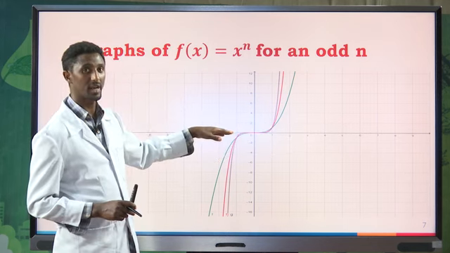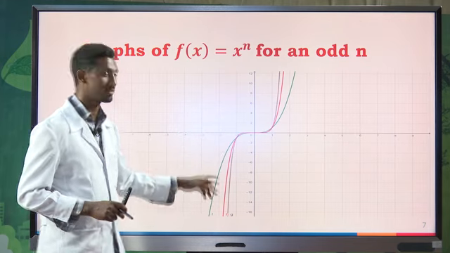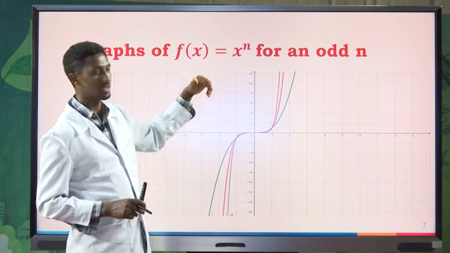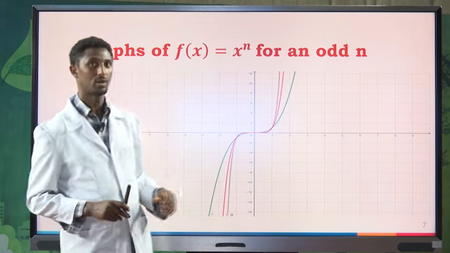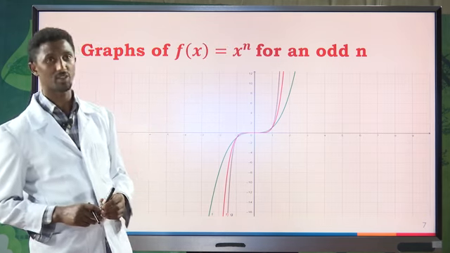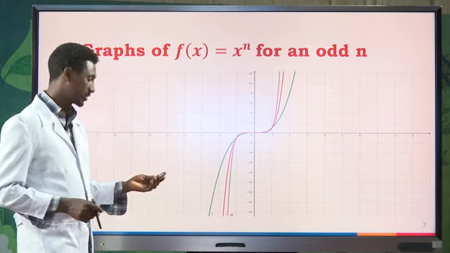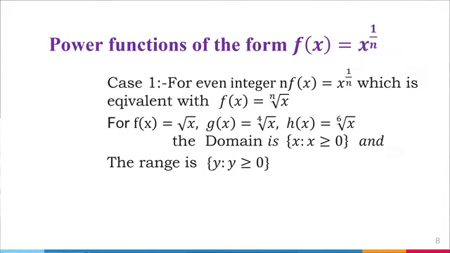For a negative x, the value of y is negative, because a negative number to an odd power is negative. So the graph of a power function of the form x to the power of n for an odd integer n looks like this. Then the other one, what if the power is 1 over n?